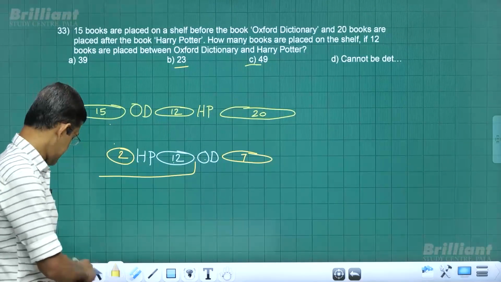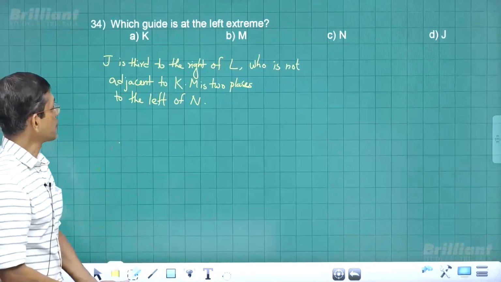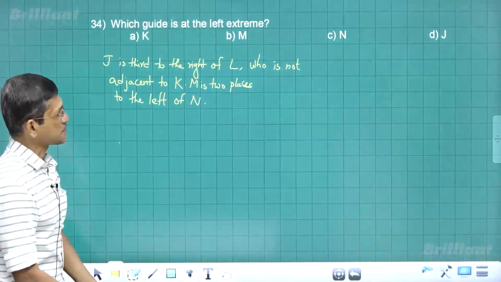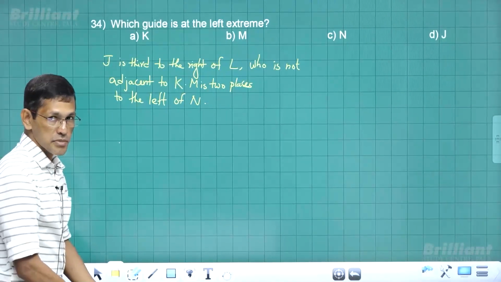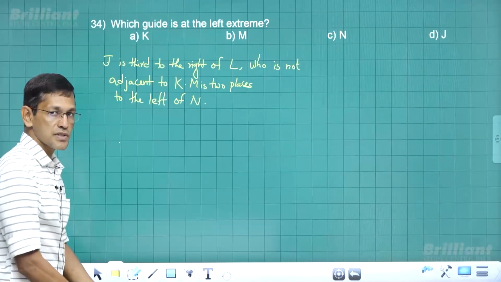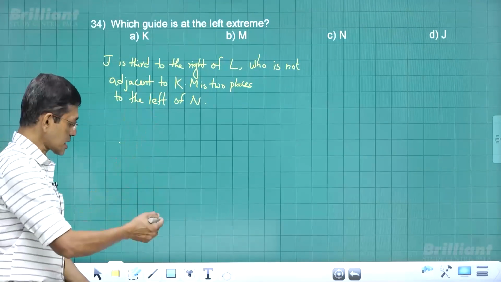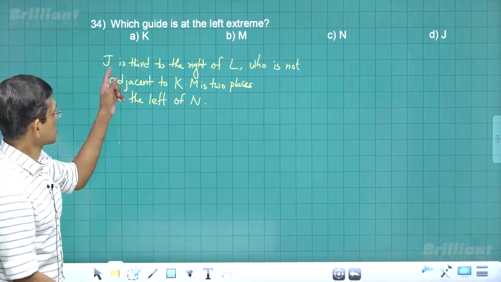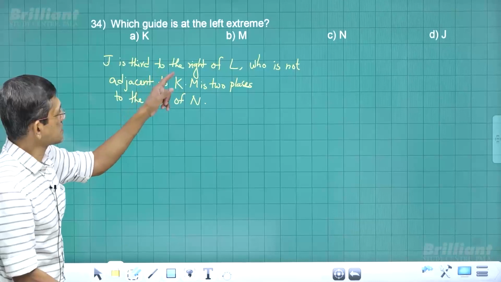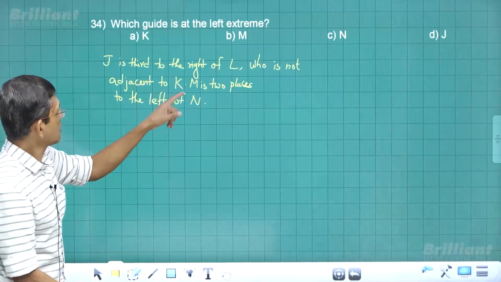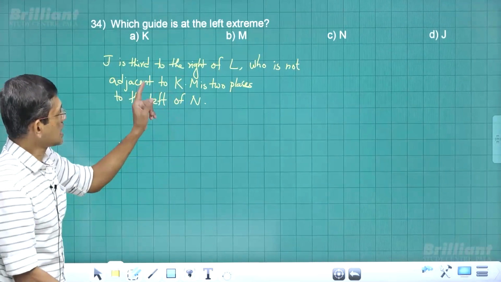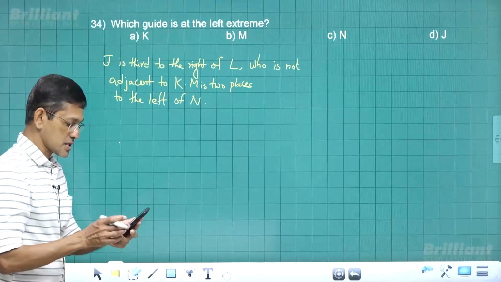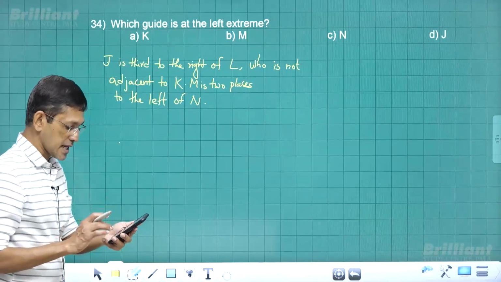So question number 34. The question is, which guide is at the left extreme? That's the question, but the directions for this question are not visible here. That means they're not really given. So these are the directions I have written down. J is to the right of L, and L is not adjacent to K. And M is two places to the left of N. So I'll read out those directions from the mail.